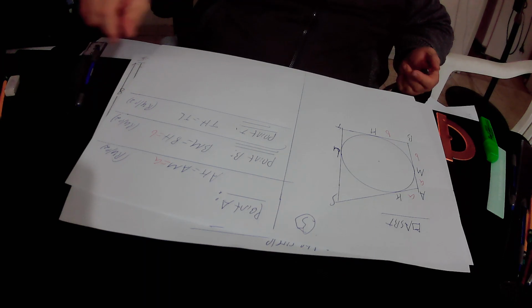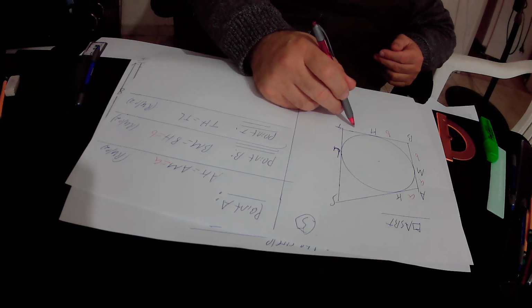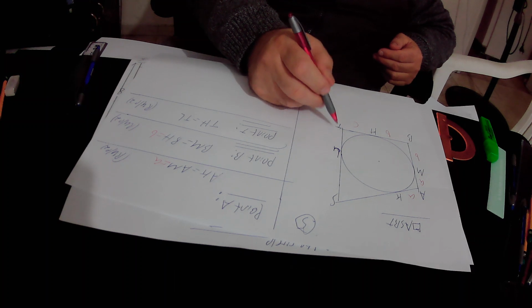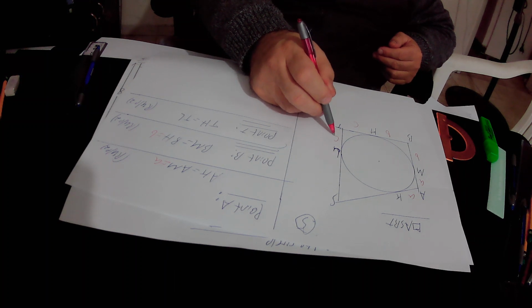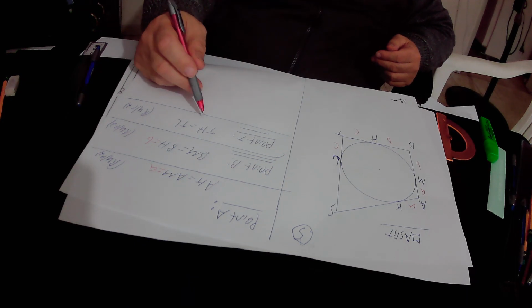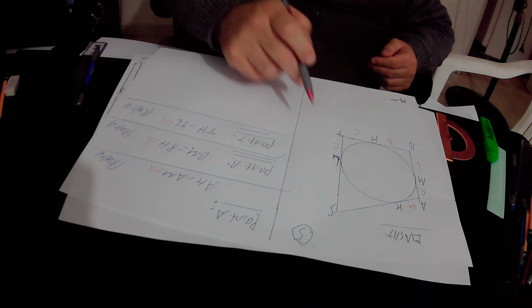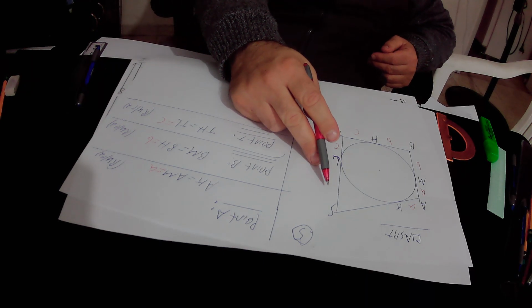So if we define the length of tangent TH as C, then the length of tangent TL must also be equal to C because they are equal to each other. So we found out that TL equals TH equals C. And finally, we focus on this common external point S.